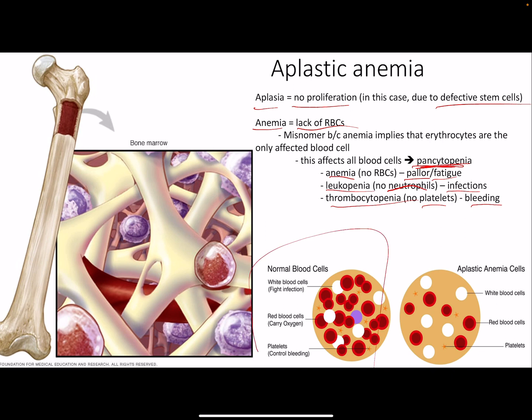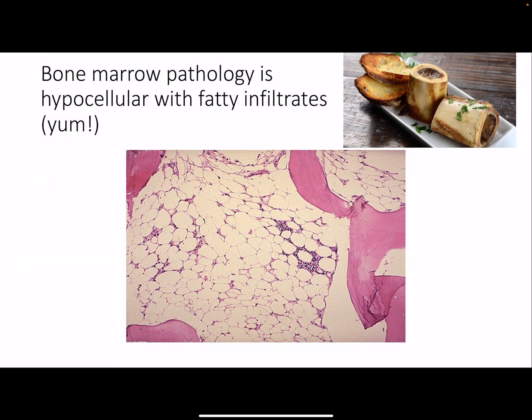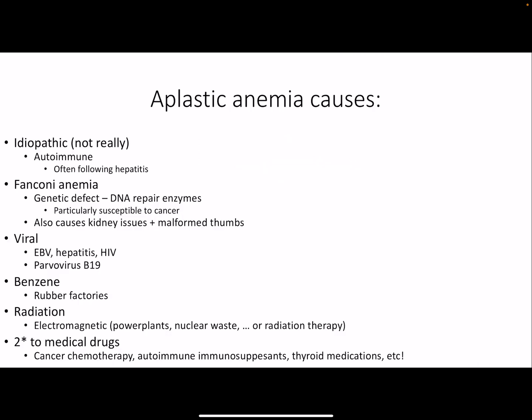And this is just a picture of normal. We have all of these fun platelets and white blood cells and red blood cells. And here's a little bit less of everything. The bone marrow is particularly fatty. There's less hematopoietic stem cells; it has been replaced with fat. All right, so what can cause this?